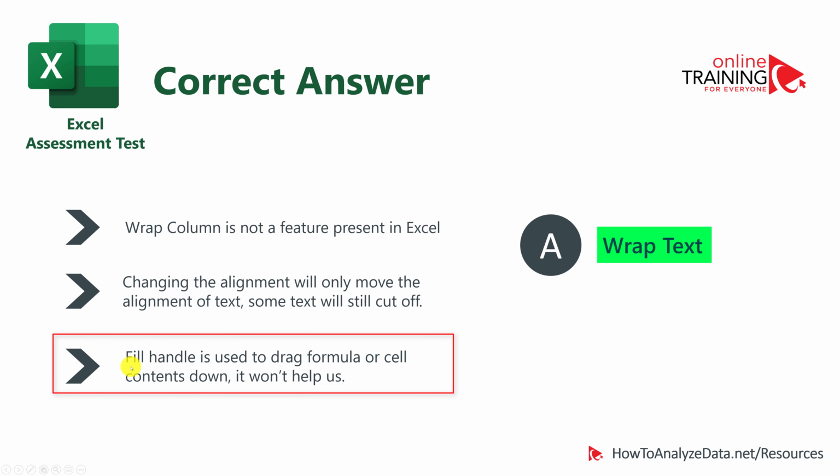And then fill handle is used to drag formulas or cell content down, and it's not going to help us. So those choices presented, B through D, are just designed to trick you, and hopefully you pick the right one, which is the A, wrap text.